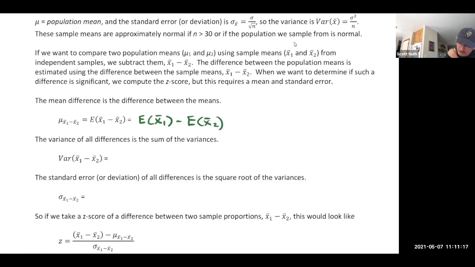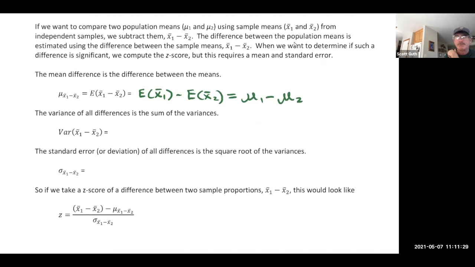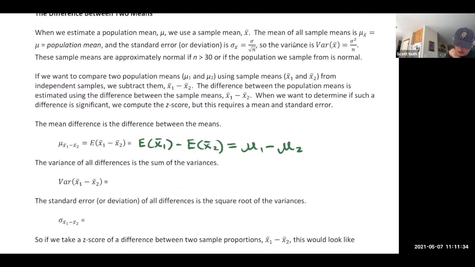But the expected value of a sample mean is the population mean. So for the first one, it's mu1, and for the second one, it's mu2. So the mean of differences is the difference of the means. That's what this says. But the variance of differences is the sum of variances. So variance of x bar 1 minus x bar 2 will be var of x bar 1 plus var of x bar 2. Like that.